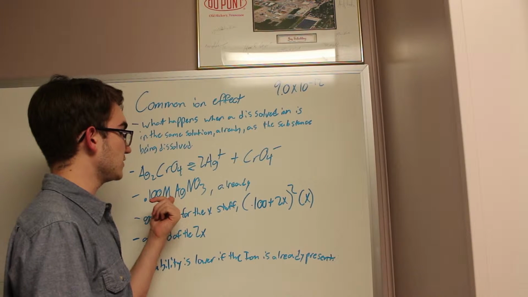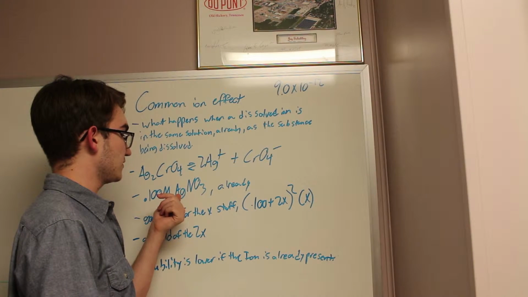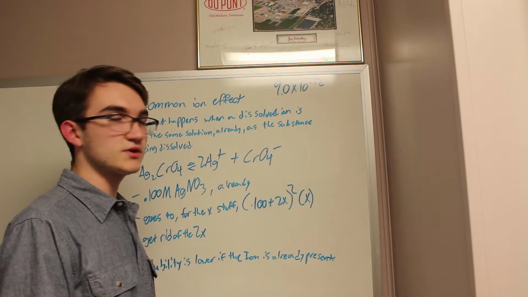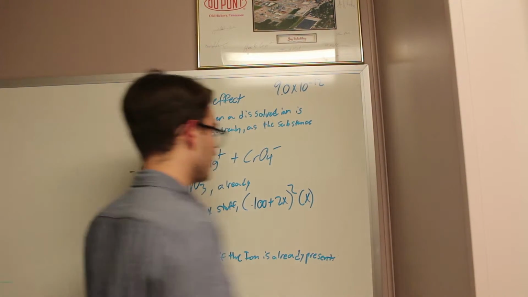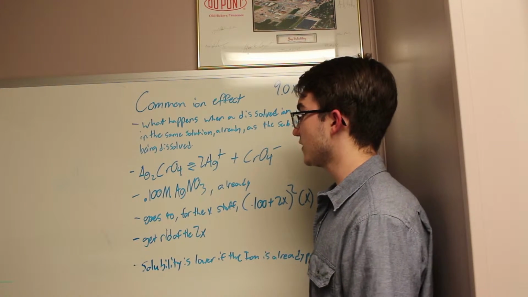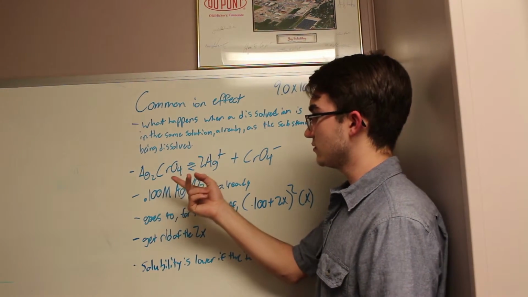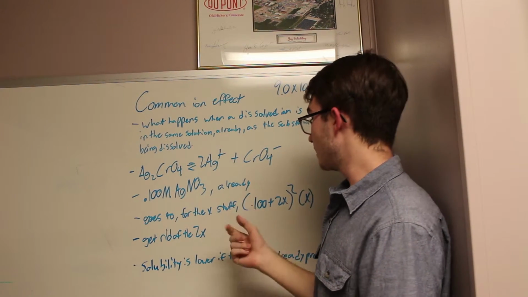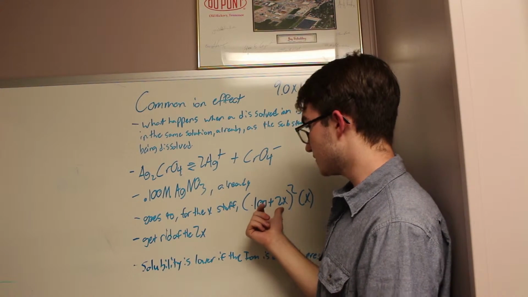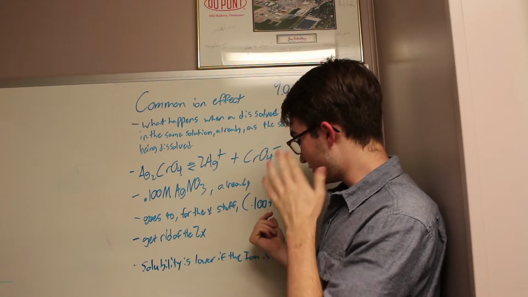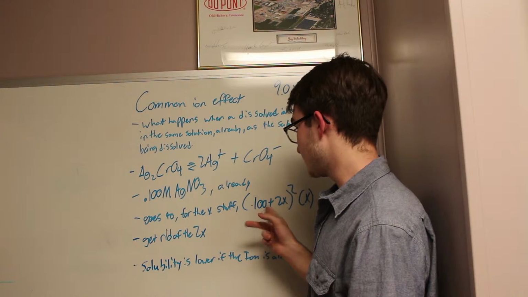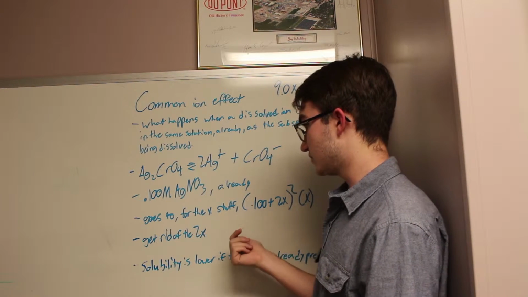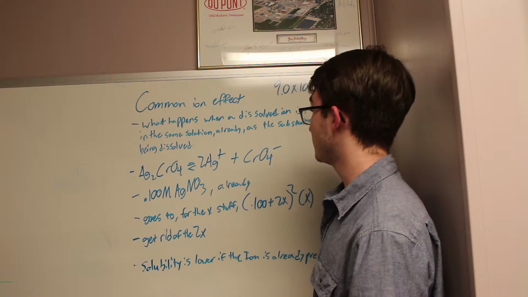Get what I'm saying? There's extra silver in there, and it's like the initial concentration of it. But because the KSP value for silver chromate is so low at 9.0 times 10 to the negative 12th, we can get rid of the 2x on here just to make things simpler in life. So we can just do it as 0.100 squared times x equals 9.0 times 10 to the negative 12th.